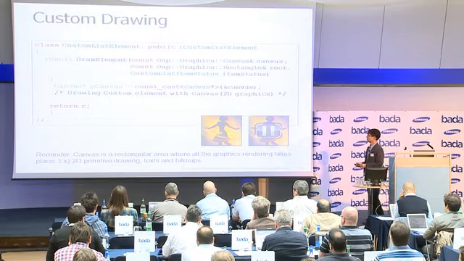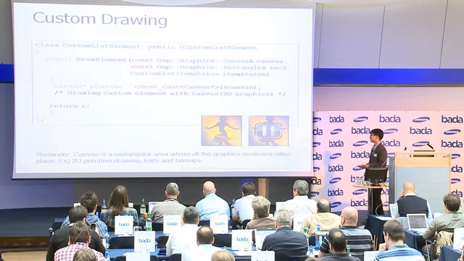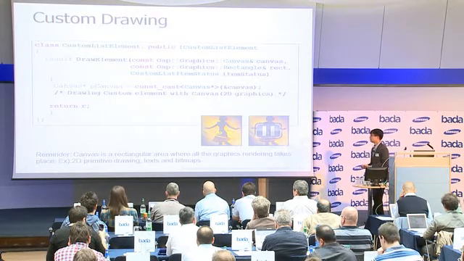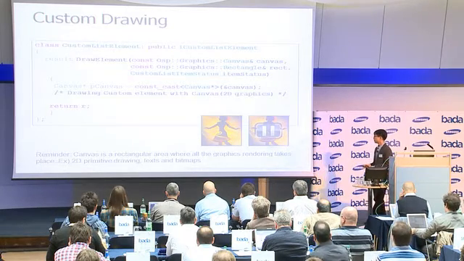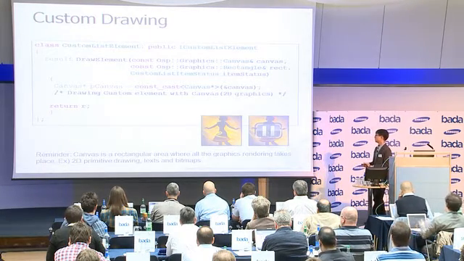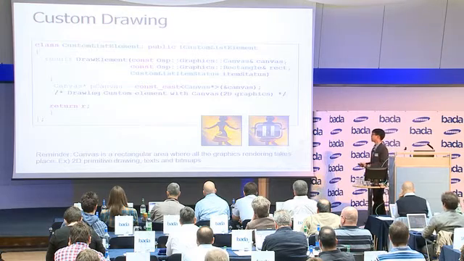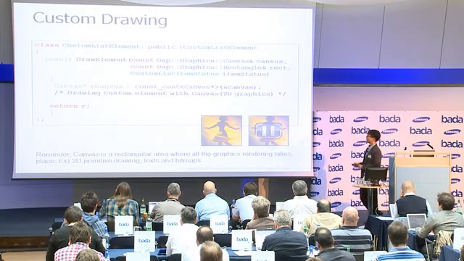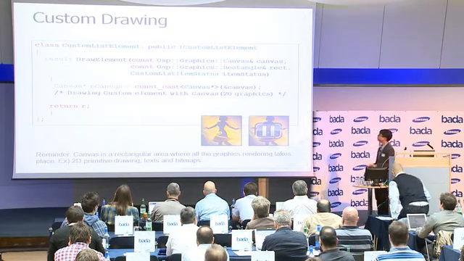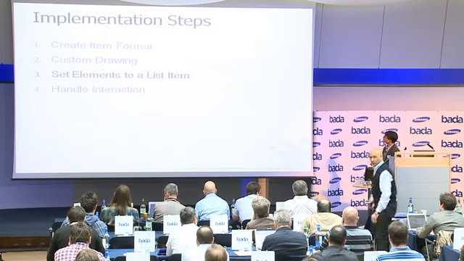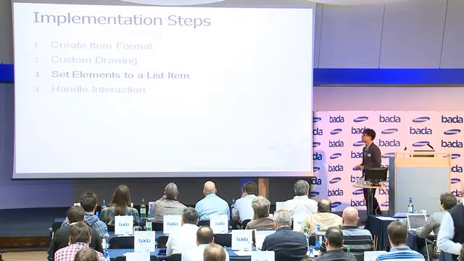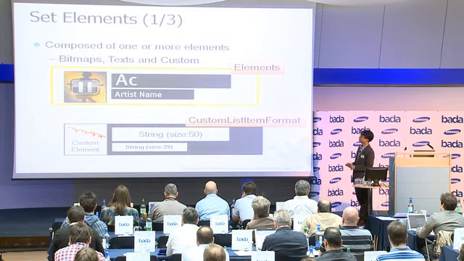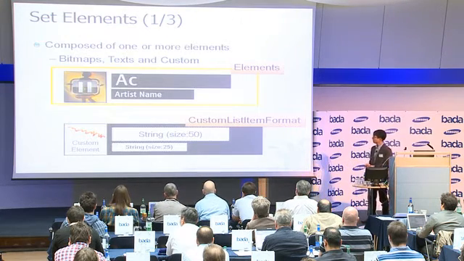You can draw using bitmaps. You can draw using all the graphic primitives that we have. You can draw text or anything that you like to do. So in our example, we're drawing the album art, and depending on the current music playback status, the pause or the play icon. Okay, now that we've defined the item format, handled custom drawing, we can go on to actually creating the items of the list.